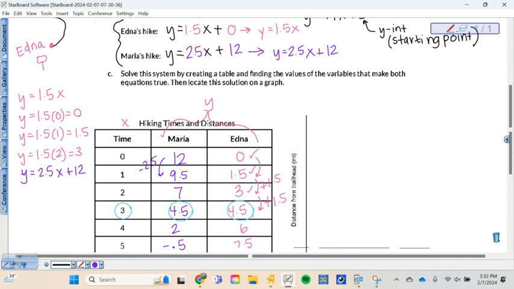Okay, so if I use my equation, it should be the exact same thing. If I plug in 0 for x, I'm going to end up with 2.5 times 0 plus 12. What's 2.5 times 0? 0. And what's 0 plus 12? 12. That works. What if I plug in 1? Y equals 2.5 times 1 plus 12. What's 2.5 times 1? And what's 2.5 plus 12? So what's wrong with my equation?